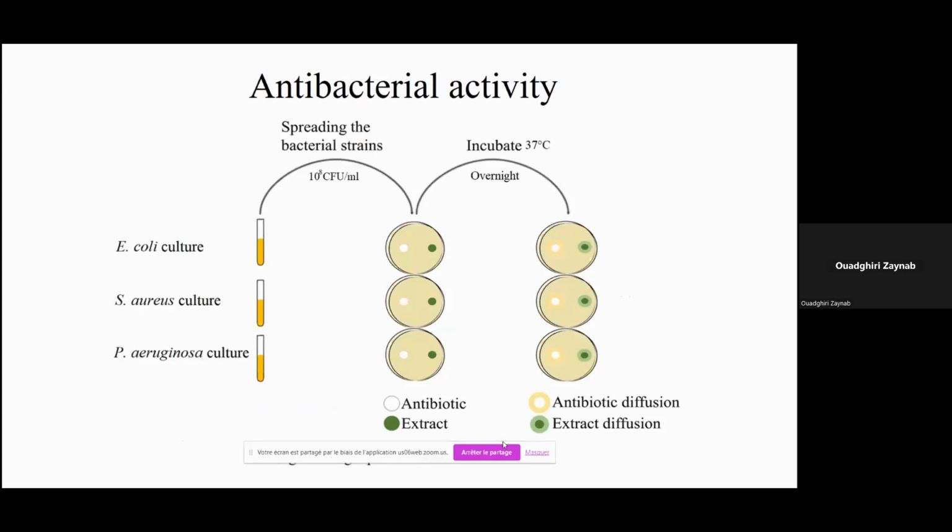Additionally, the agar plate diffusion method was used to test the extract's antibacterial activity against 3 bacterial strains: Escherichia coli, Staphylococcus aureus, and Pseudomonas aeruginosa. To start with, 10 to the 8 colony forming units per milliliter of each bacterial strain were spread. Then the paper disc of the extract and the positive control, the antibiotic ampicillin, were put on the agar plates, and the results were read after an overnight incubation at 37 degrees.